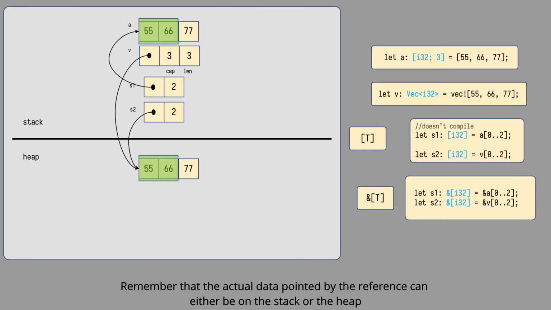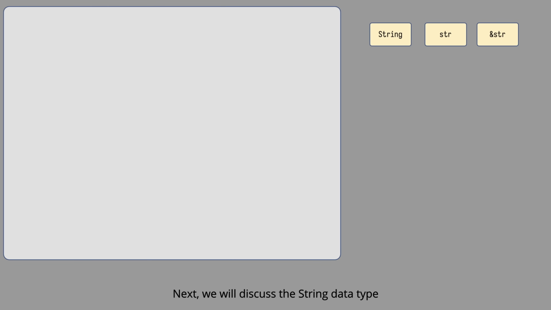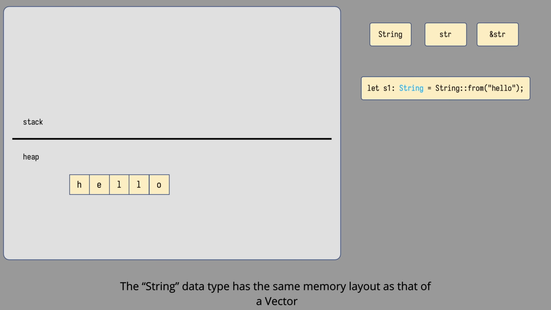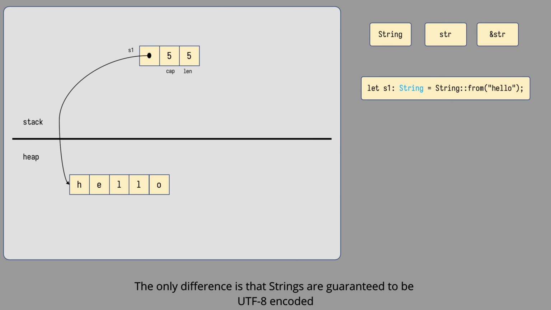Remember that the actual data pointed to by the reference can either be on the stack or the heap. Next, we will discuss the string data type. The string data type has the same memory layout as that of a vector. The only difference is that strings are guaranteed to be UTF-8 encoded.